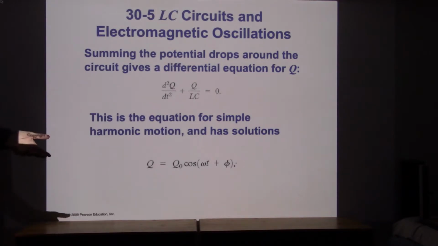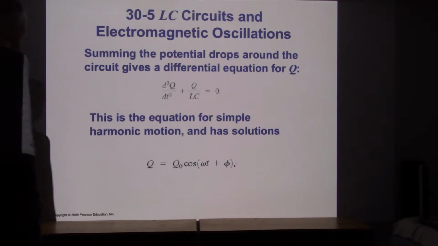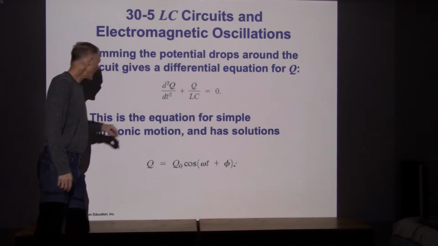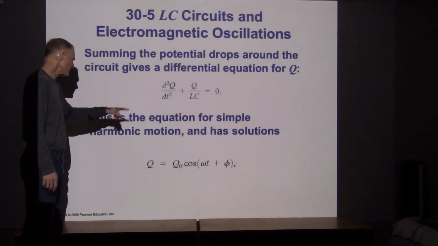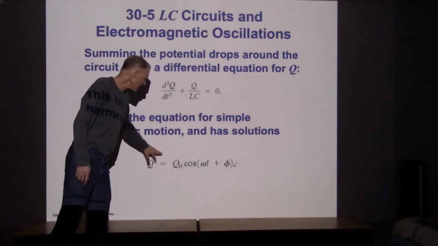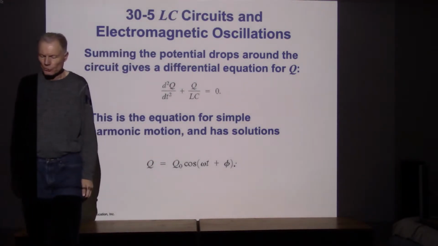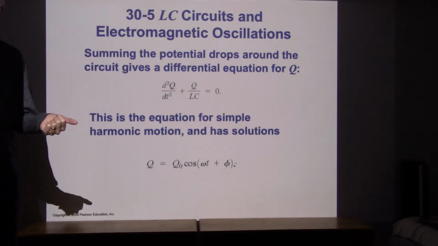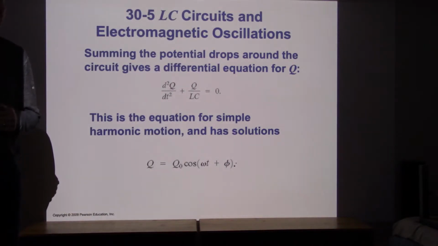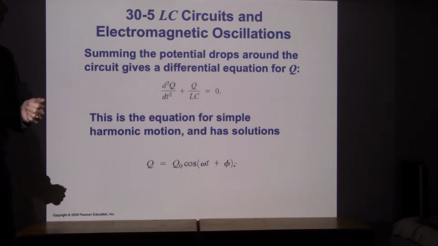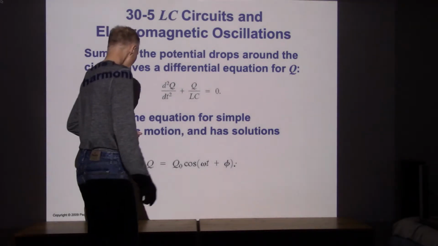There's no battery around to maintain a voltage. Now, this is the same equation as for simple harmonic motion. The solutions to this are sine and cosine functions. So what this is saying is that the charge on the capacitor will oscillate with time. The amount of charge on the capacitor is going to vary from one instant to the next.